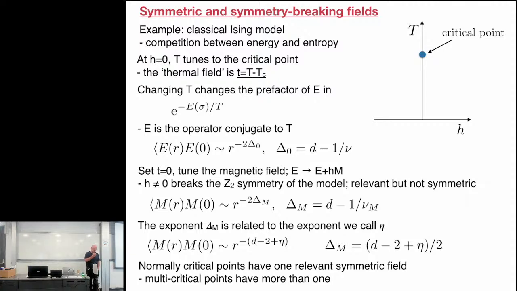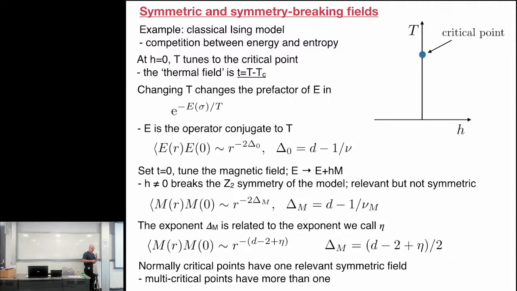So the interesting thing, of course, is that normal critical points only have one relevant symmetric field. So you tune the temperature, you can tune other things, but there should only be one relevant field. But we can have multi-critical points that have more than one.